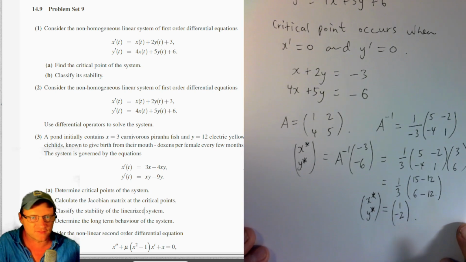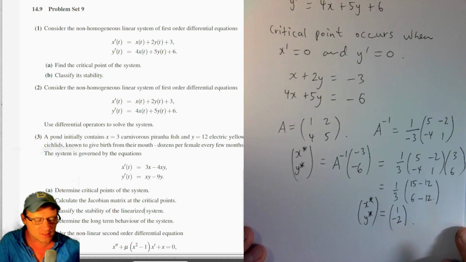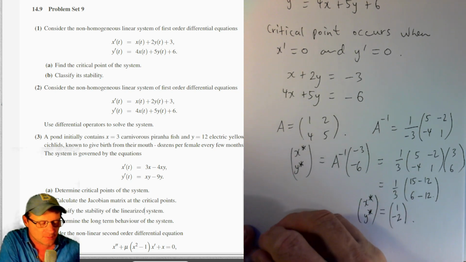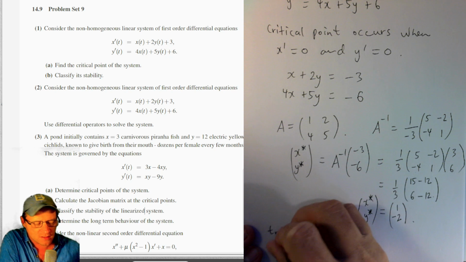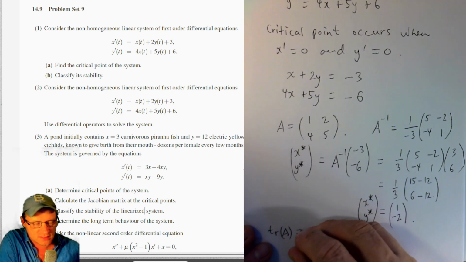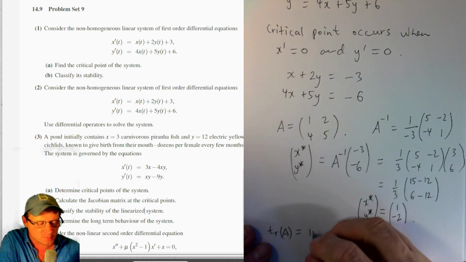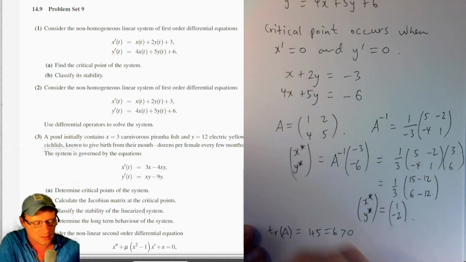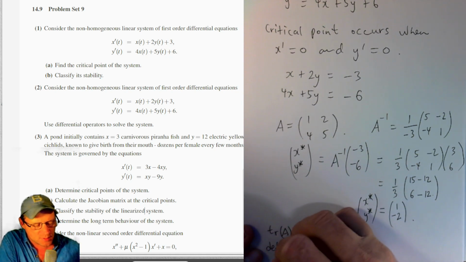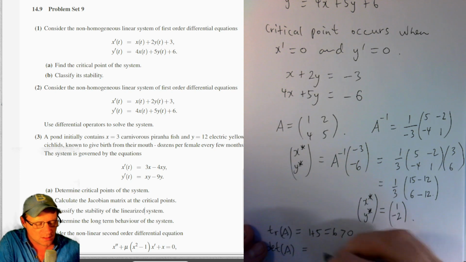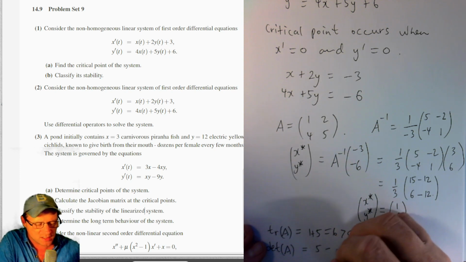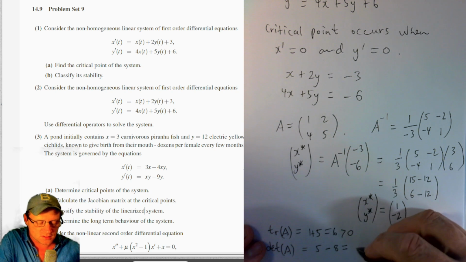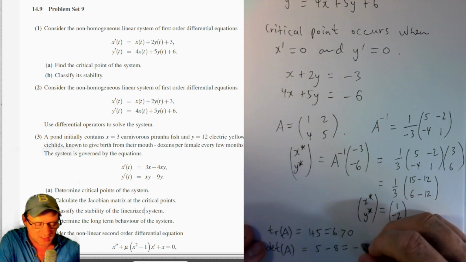Next, we want to classify the stability of the system. So to do that, we just look at our matrix A, take the trace of A. So that's the sum of the diagonal entries. So that's 1 plus 5, which is 6. Now that's positive. Let's calculate the determinant of A. That's 5 minus 2 times 4 is 8. So 5 minus 8 is minus 3.